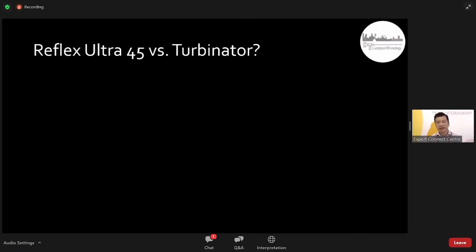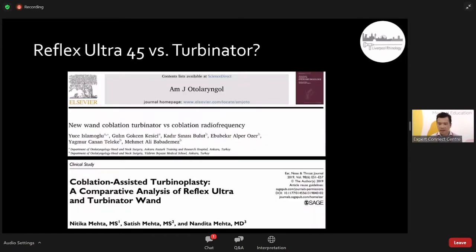This is a very common question that I get asked, which is better, the Reflex 45 or the turbinator? And actually, in my opinion, it's actually having to understand the differences in how the technology is being delivered. But that hasn't stopped some of our colleagues overseas from evaluating this. And there have been two studies, one based in Turkey, the other in India.